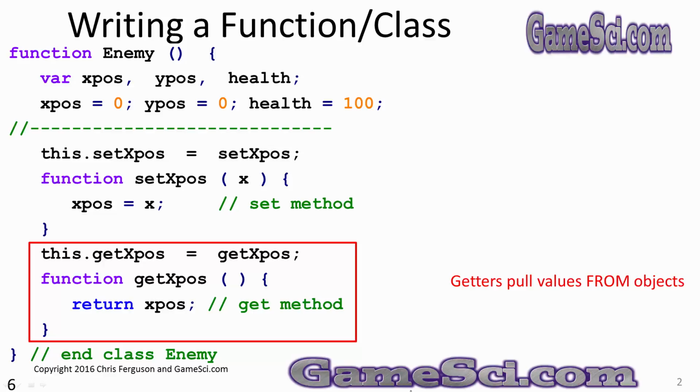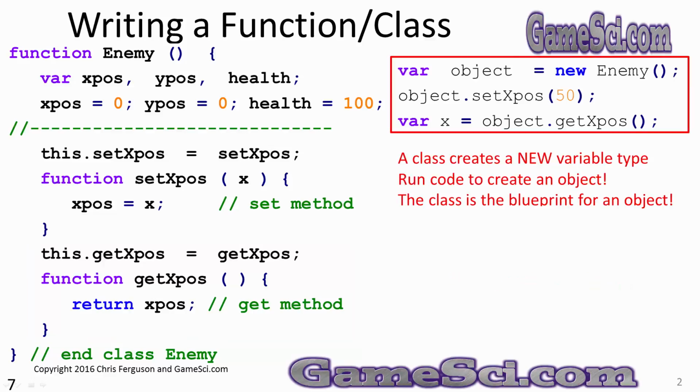Notice how these functions are inside enemy. That's what makes these methods, that's what makes function enemy a class, or at least a special function that mimics a class. Let's write some code to build an object out of our special function/class. A class creates a new variable type. Function enemy is a variable type at this point. I have a variable of type enemy now.